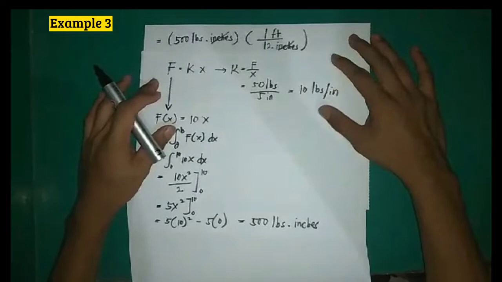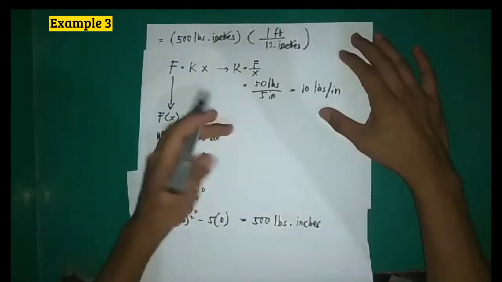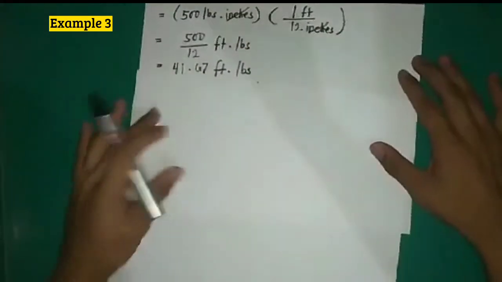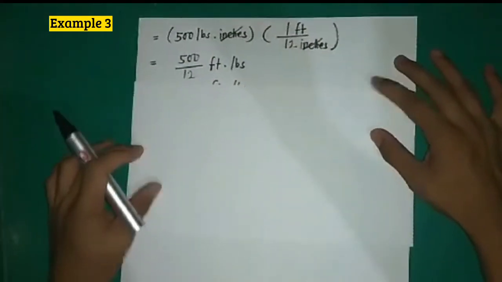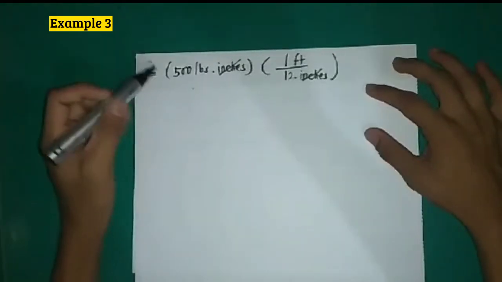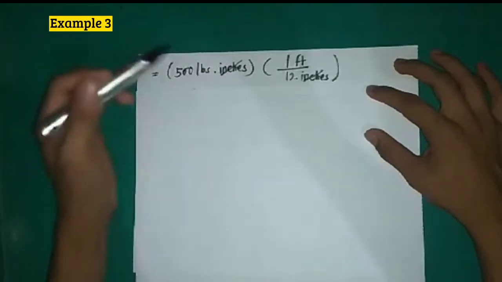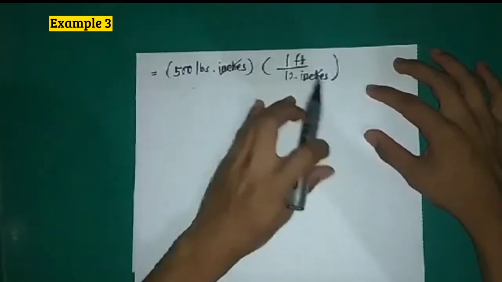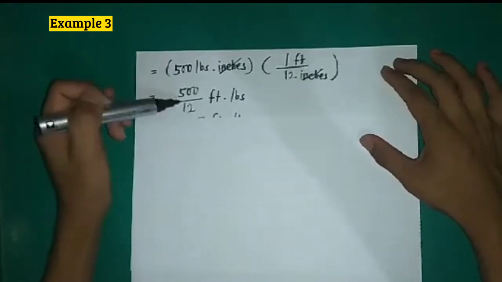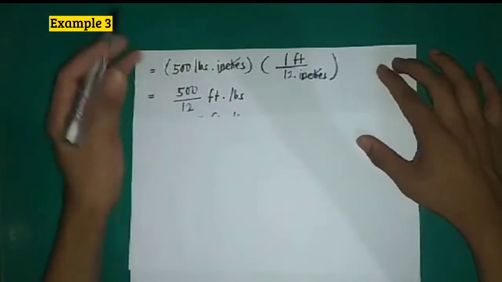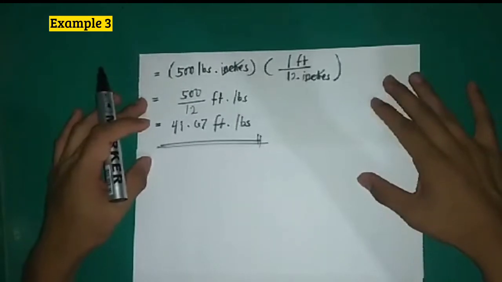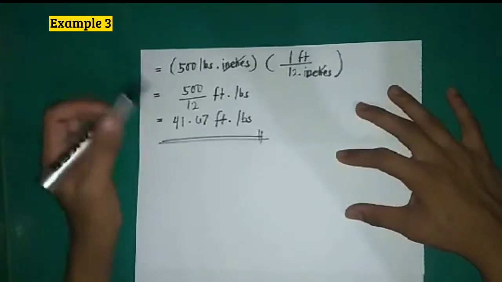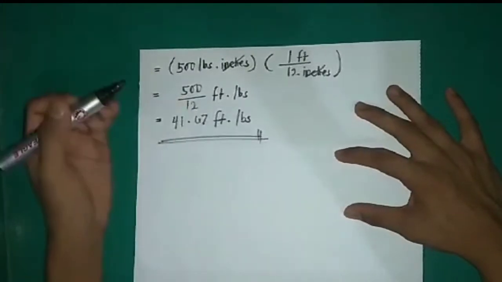So we're going to convert the inches into feet. So 500 pound-inches will be multiplied by 1 foot over 12 inches. Then cancel the inches, and the remaining is 500 over 12 foot-pounds. So 500 divided by 12 is 41.67 foot-pounds. So the final answer is 41.67 foot-pounds.